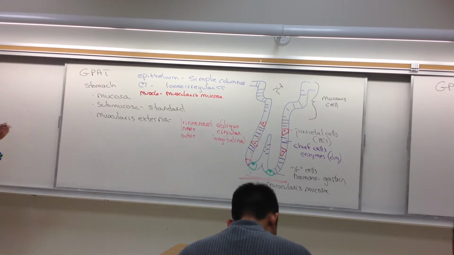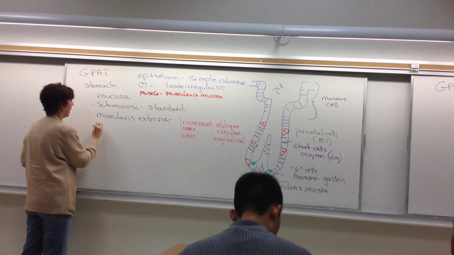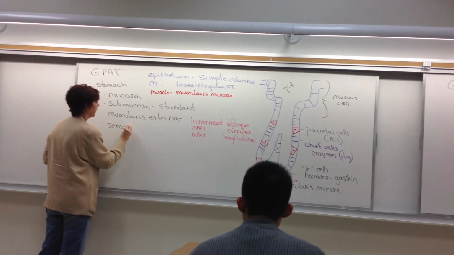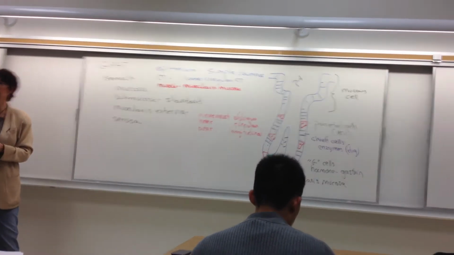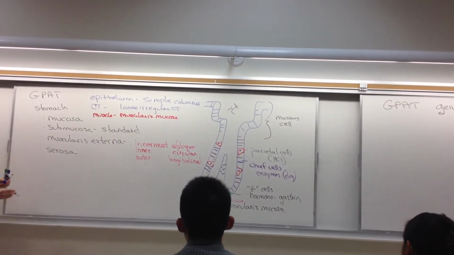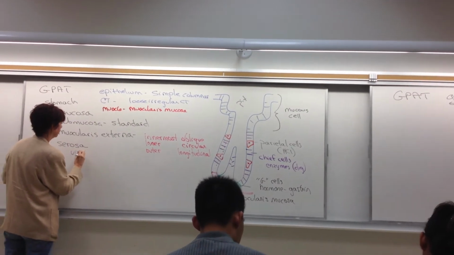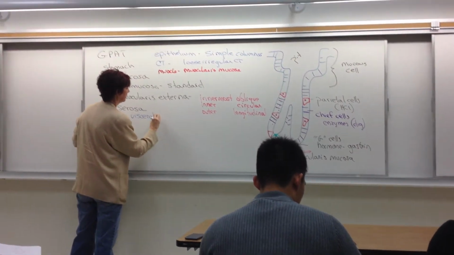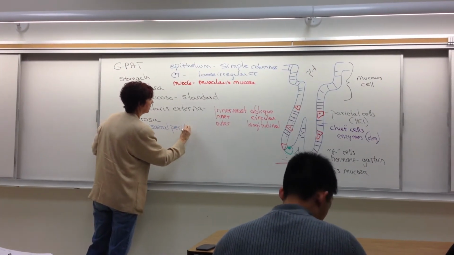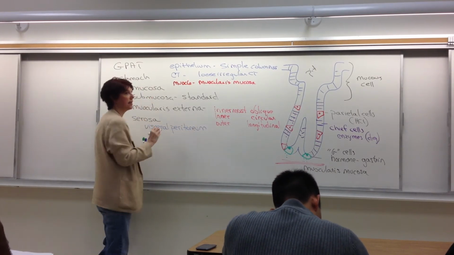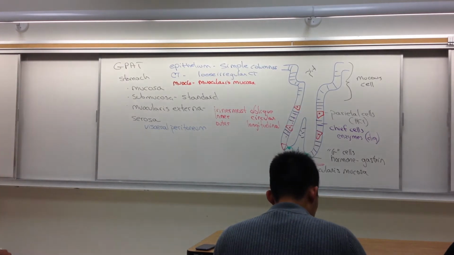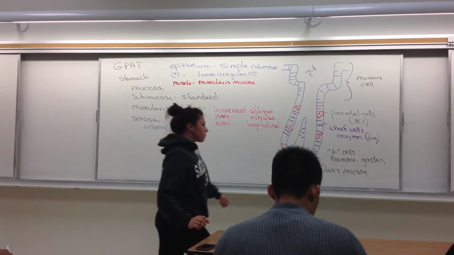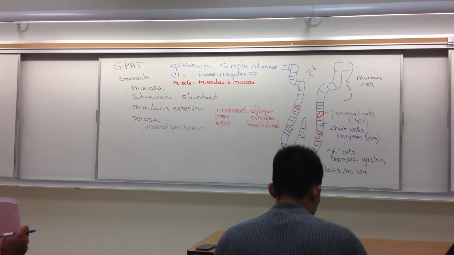And then finally we have our 4th layer, and here we truly have a serosa. What's the other name for a serosa? Visceral peritoneum. Which is a serous membrane, simple squamous epithelia on the outside attached by loose, irregular connective tissue.